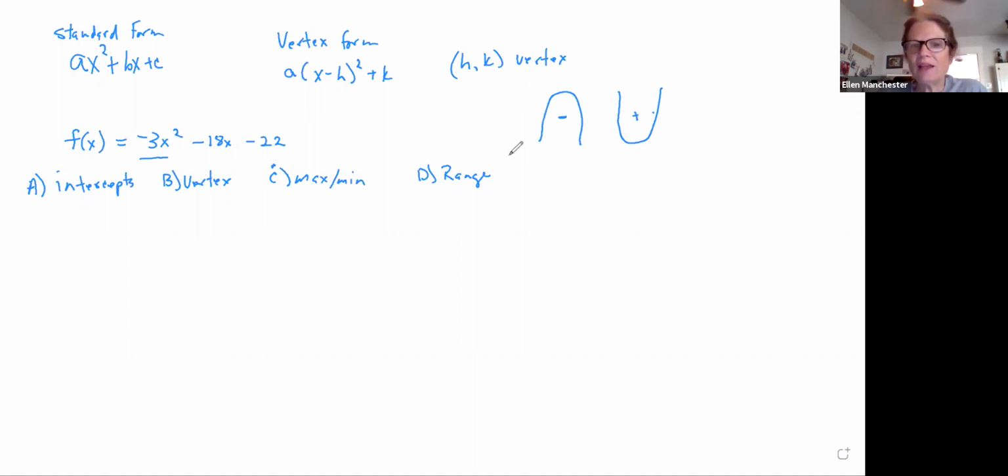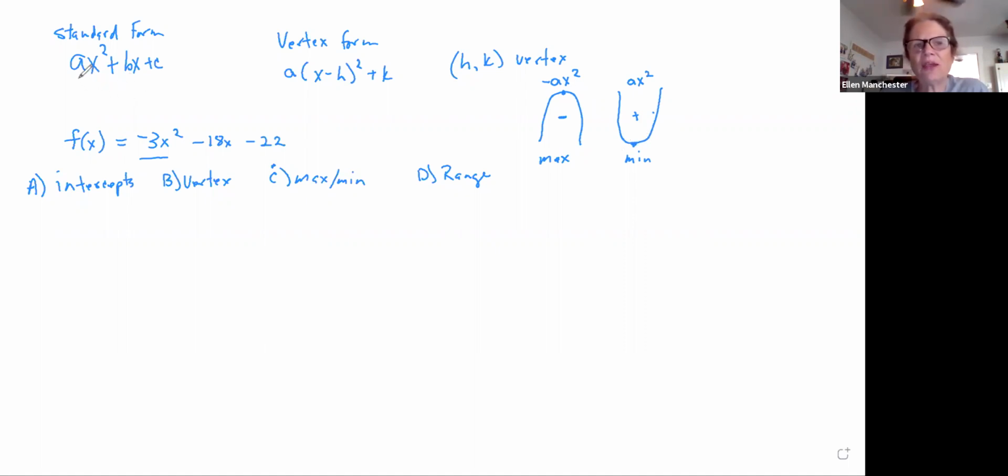So based on that, since this one is negative, I know I have a maximum. It's at the highest point. So this is all based on that very first term. If the first term is negative, then I know I have a maximum. If my first term is positive, I know I have a minimum, because what it's talking about is the vertex. When it's negative, the vertex sits at the top, it's at the max. When it's a positive first term, the vertex sits at the bottom, the minimum.